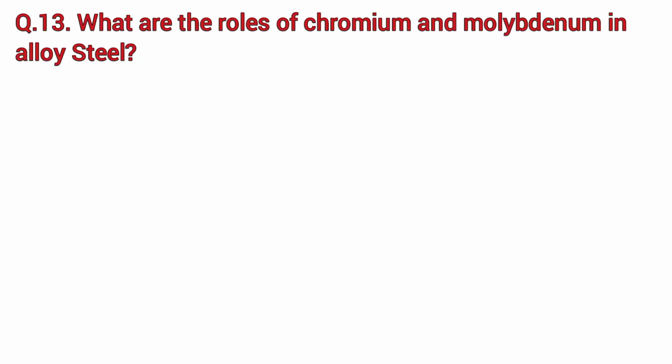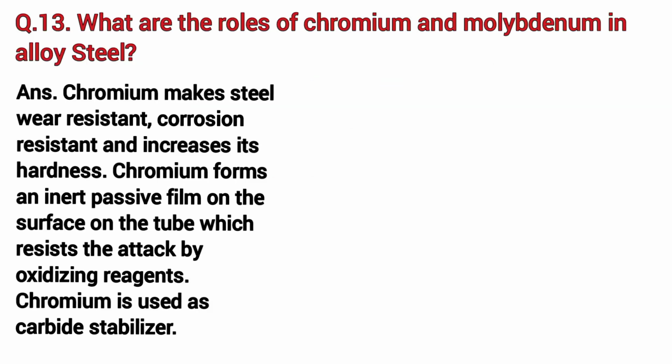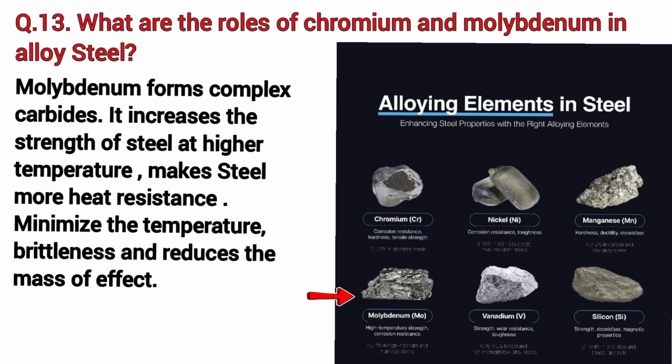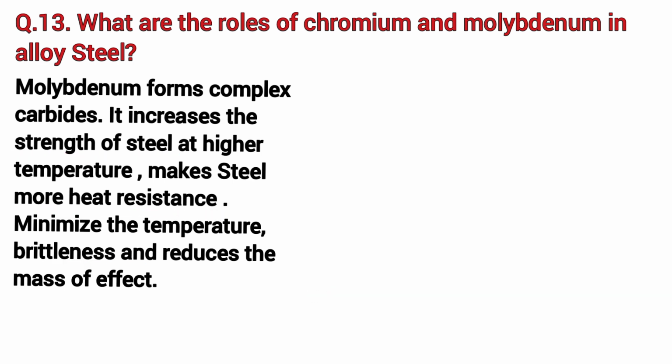What are the roles of chromium and molybdenum in alloy steel? Chromium makes steel wear resistant, corrosion resistant and increases its hardness. Chromium forms an inert passive film on the surface of the tube which resists the attack by oxidizing reagents. Chromium is used as carbide stabilizer. Molybdenum forms complex carbides. It increases the strength of steel at higher temperature, makes steel more heat resistant, minimizes temper brittleness and reduces the creep effect.